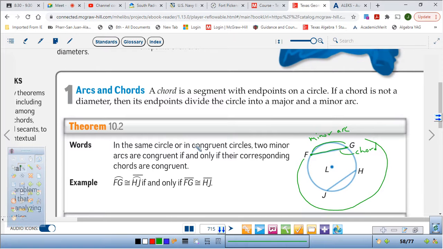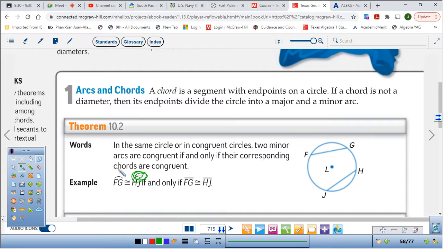In the same circle or in congruent circles, two minor arcs are congruent only if their corresponding chords are congruent. I think this is a typo right here, okay? It shouldn't be like that. So let's look at what it says. If this arc is congruent to this arc, okay, I'll put a line here like that, then what do we know? Then we know that these chords are congruent. Copy that down for me, guys.